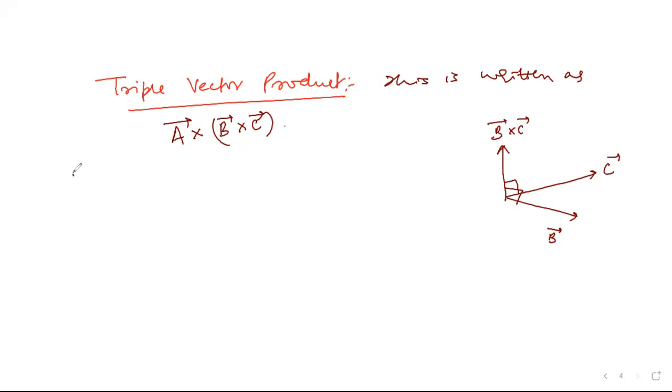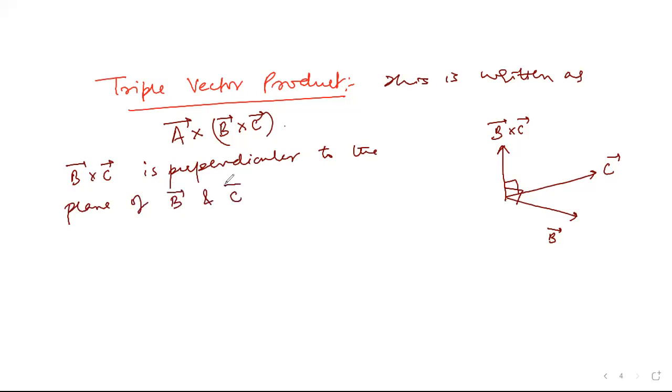So B cross C is, I want to establish one thing. The argument is like this: B cross C is perpendicular to the plane of B and C. You know that. Now, A cross B cross C is, let me use black.